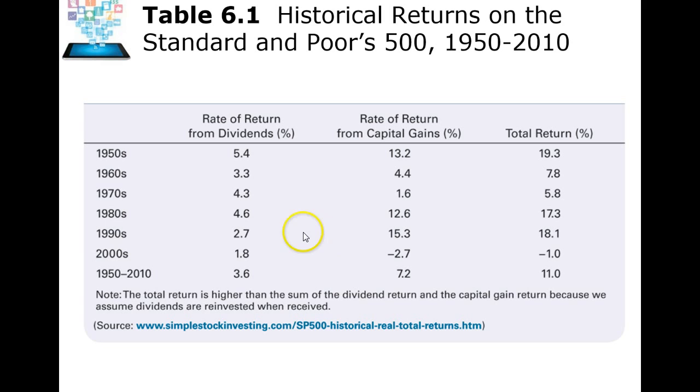The total return from 1950 to 2010, historical return for stocks, is 7.2%. Before the 2000s hit, that was closer to 12%. 1950 to 2000 would be closer to 12%. So we lost a lot of traction in the 2000s. So total return is you want to add your dividends and your capital gains together. So the total average returns of dividends and capital gains from 1950 to 2010 is 11%.